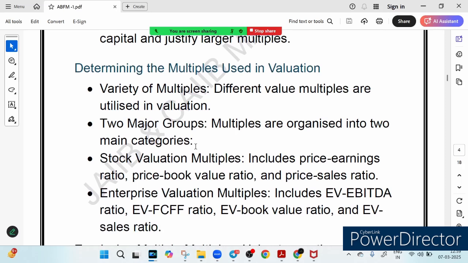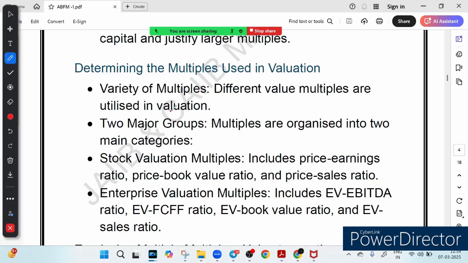Now let's talk about the multiples. Imagine you are shopping for a house. You would not just look at the total price, you would compare the price per square foot, location and features, right? That is exactly how businesses are valued using multiples. But what are these multiples and how do they work? Let's break it down. When analysts value a company, they don't just rely on one number. They use different multiples to compare it with similar businesses. And these multiples fall into two major categories.